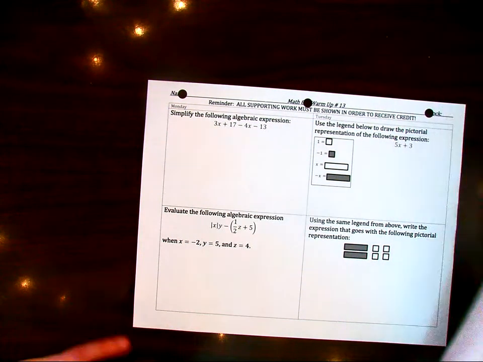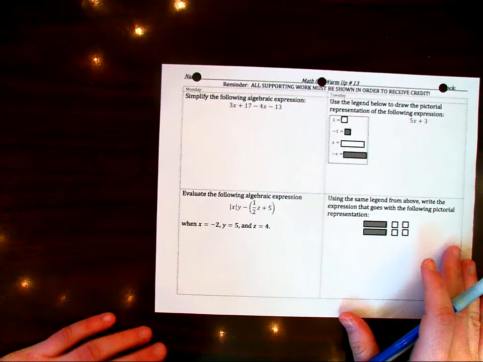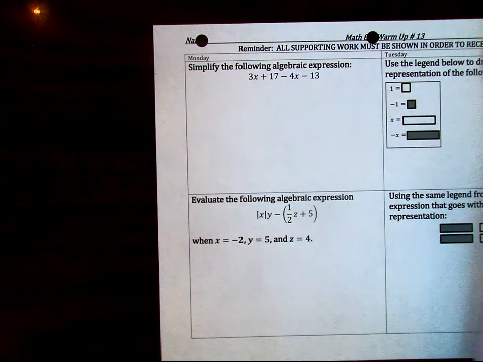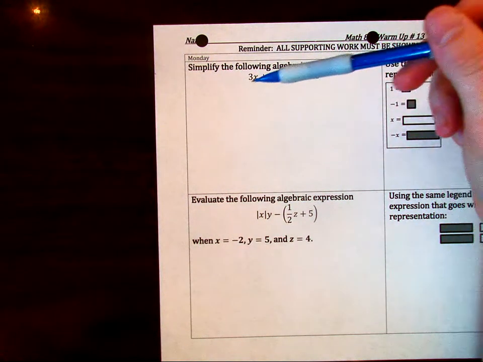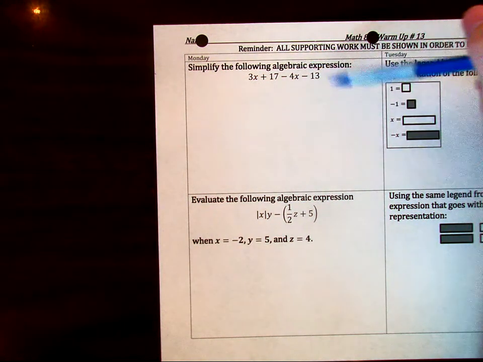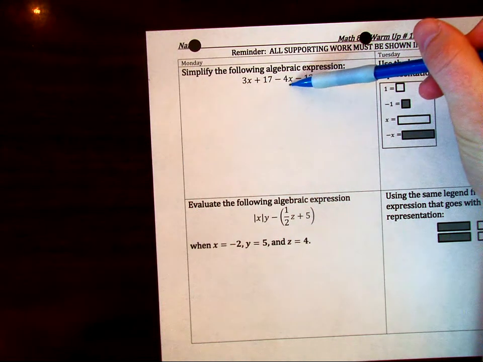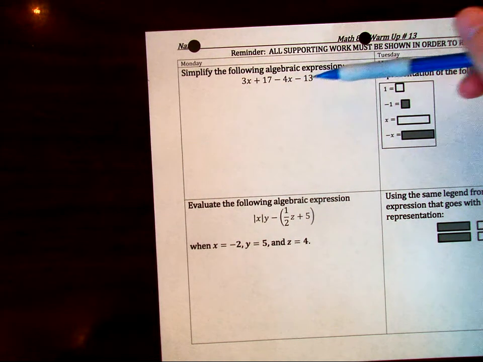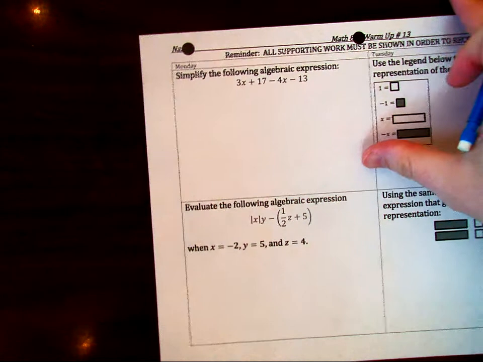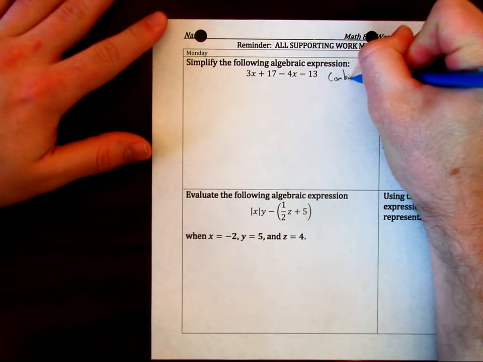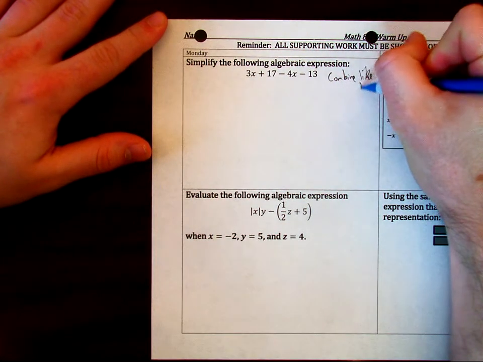It's your main mathematics Shane coming to you live from Walker Middle School, and in this video we're going to be working with this Monday warm-up, and it says the following. Simplify the following algebraic expression: 3x plus 17 minus 4x minus 13. You want to make sure that you are combining like terms.